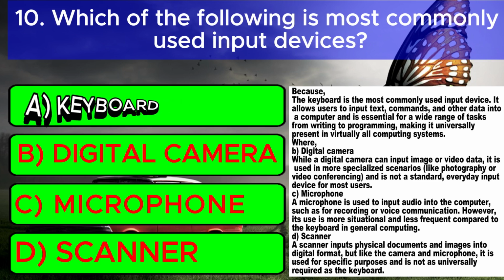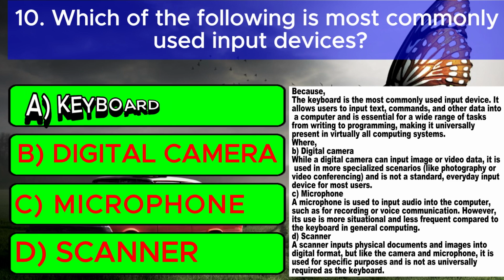Where? B. Digital camera. While a digital camera can input image or video data, it is used in more specialized scenarios, like photography or video conferencing, and is not a standard, everyday input device for most users.